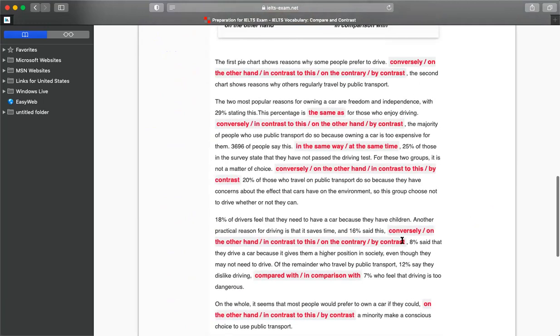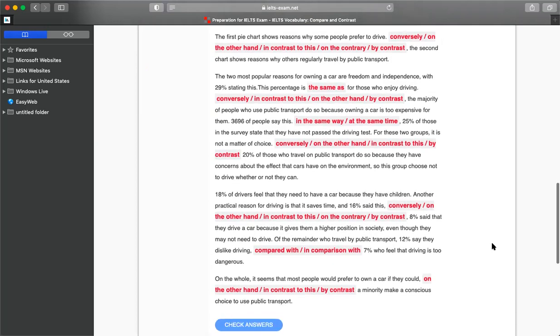As you can see, it said conversely, or on the other hand, or in contrast to this, or on the contrary, or by contrast. Why do I have a variety of those? To avoid repetition. Why shouldn't we repeat? Because I get a lower band. In speaking, if I pause and repeat, I get band 5. In writing, when I write in a repetitive and redundant pattern, I get band 5.